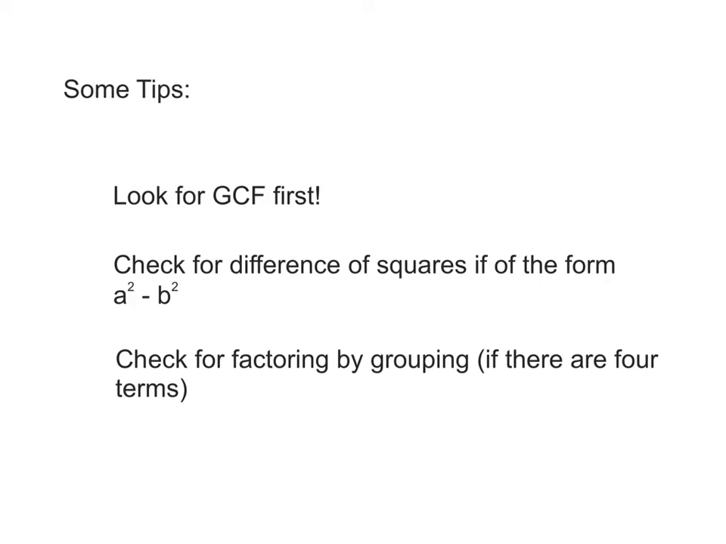First of all, anytime you're going to factor, you must look for the GCF first. Anytime you can take out a common factor first, it's going to reduce the amount of work and also the level of difficulty of the problem itself. The other thing I want you to look for are some special factoring types, like, for example, a difference of squares, or maybe even factoring by grouping if there's 4 terms. So keep an eye out for those.